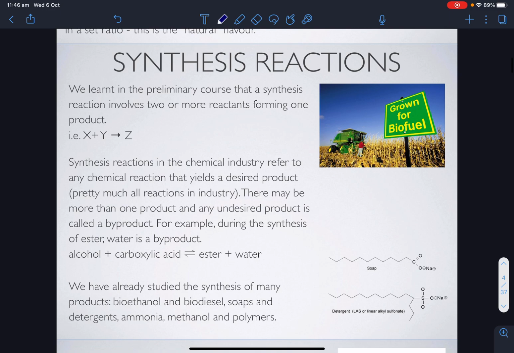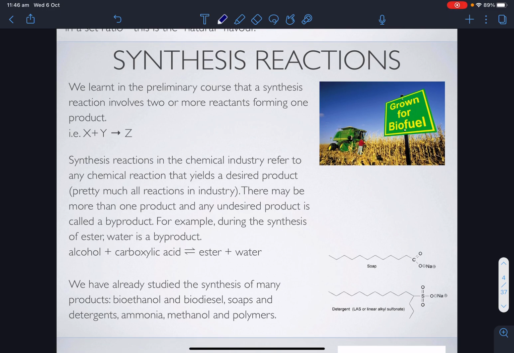So let's just revisit synthesis reactions. Remember how we started Year 11, we said that a synthesis reaction is when you have one product for two or more reactants, so X plus Y going to Z, okay?